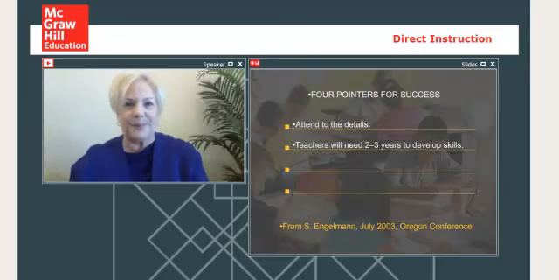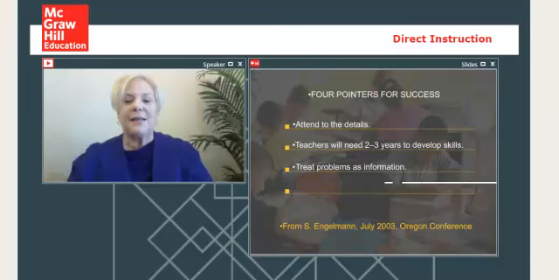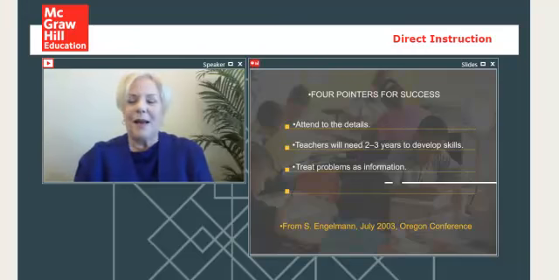The next is treat problems as information. We'd love to say to you, here's a program with no problems for the teachers and no problems for the students. But that isn't going to happen. You're going to have problems. But treat the problems as information, and you will become stronger also at knowing I can handle problems.